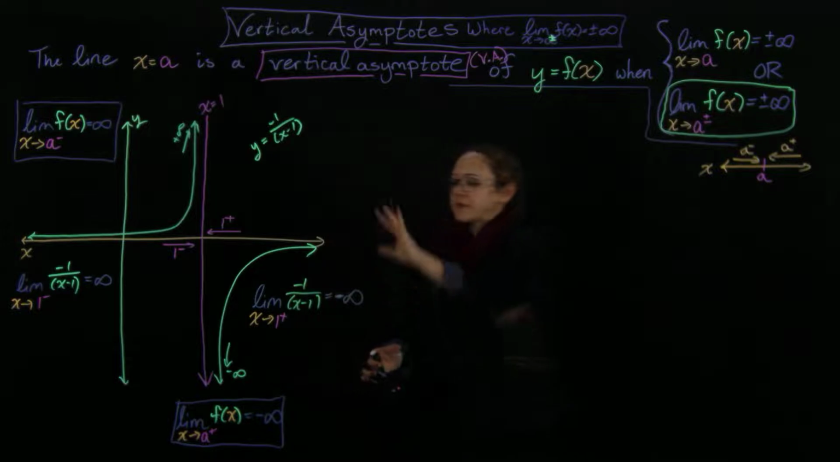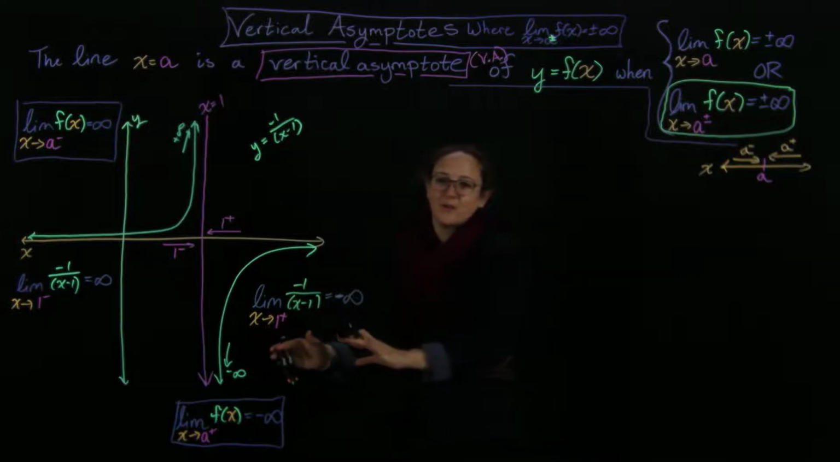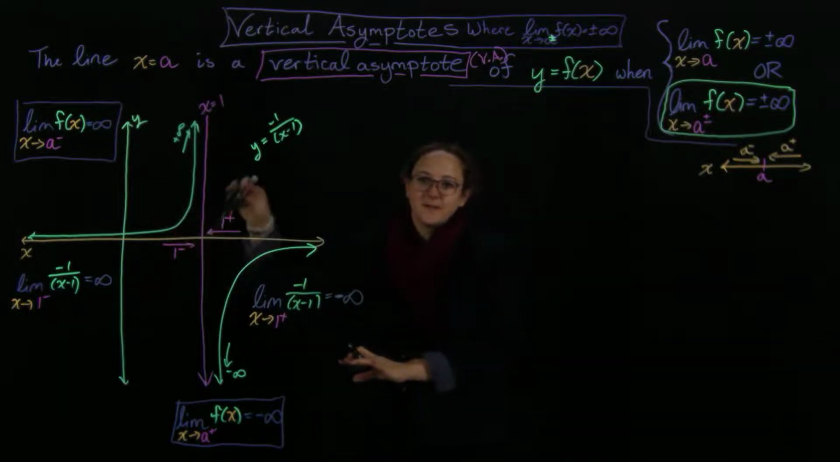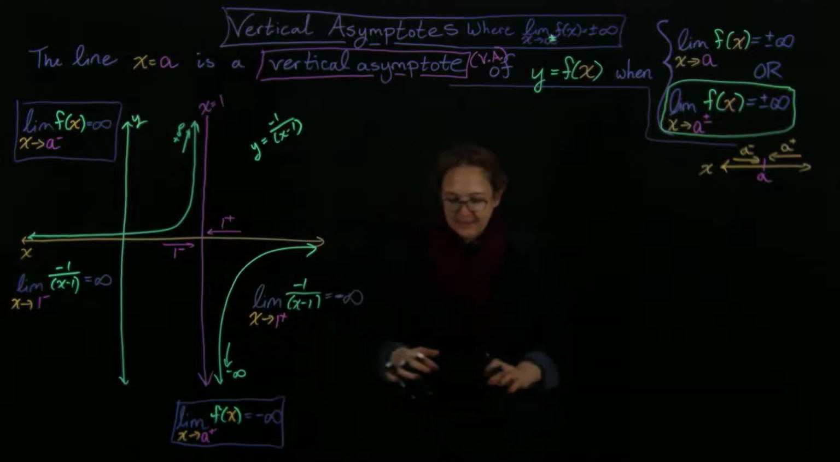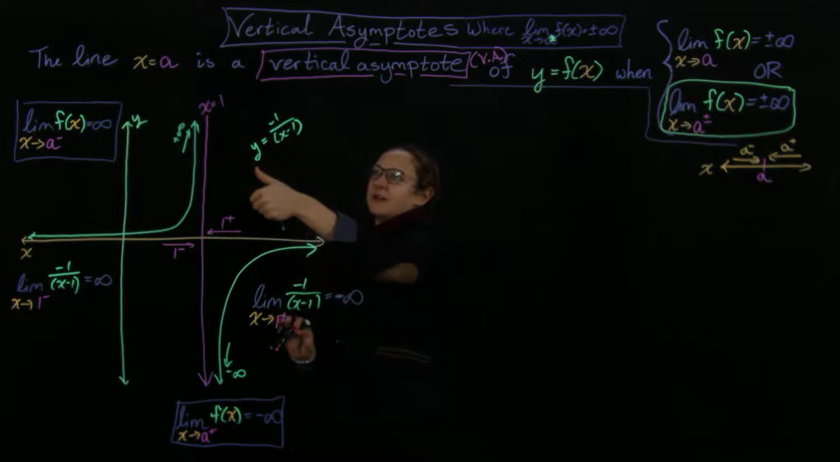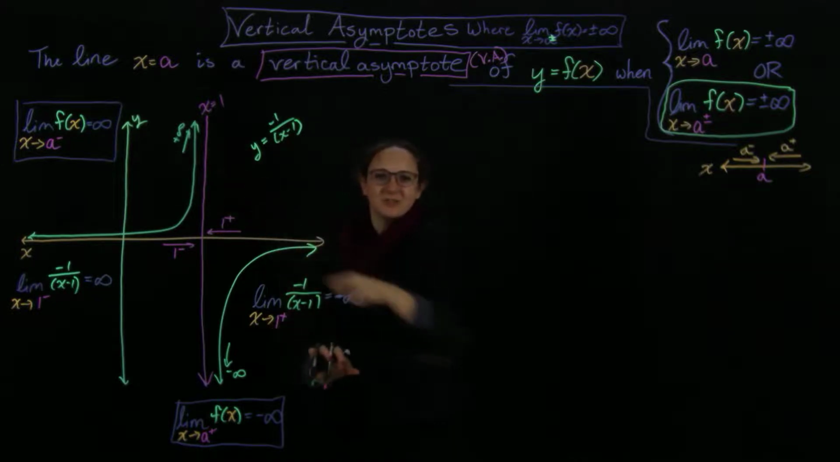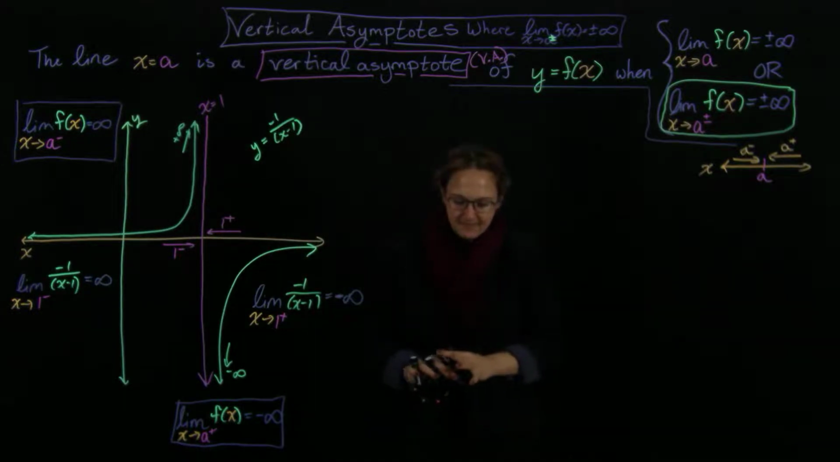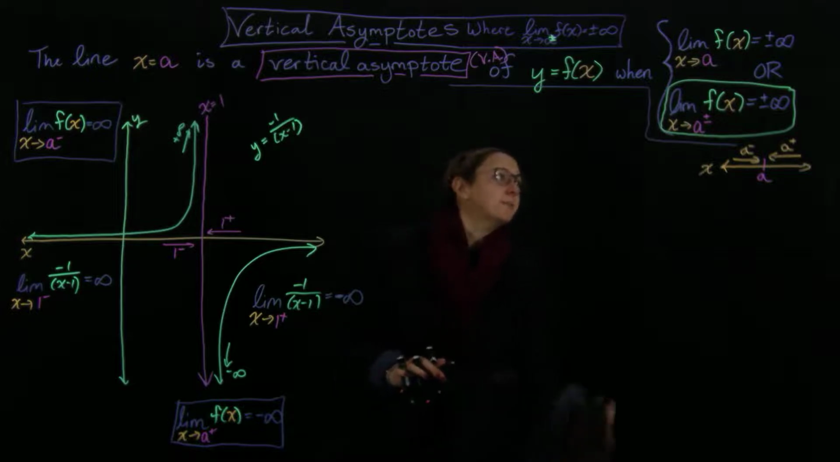So these do match up. This is an example where the left-hand limit is infinity and the right-hand limit is minus infinity. And then we can swap it. If they were going in the same direction, then the limit would exist and we wouldn't have to do those two separately. So that's something good to know.